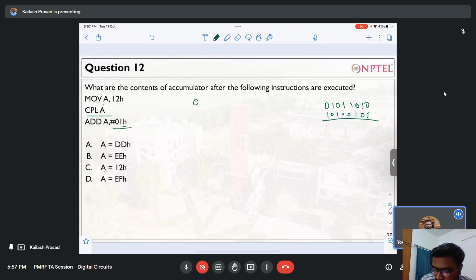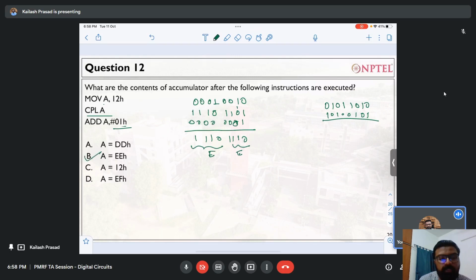Okay, so I will write A as 0001 0010, then I will take a complement of this, so it will be 1110 1101, then I will add 1. So 1 plus 1 is 10, the carry will go over here, it will be 0, and the other values will remain 1110. Please note that it adds like this. So it will be E, and this will also be E. So the answer is B, EEH, hexadecimal.